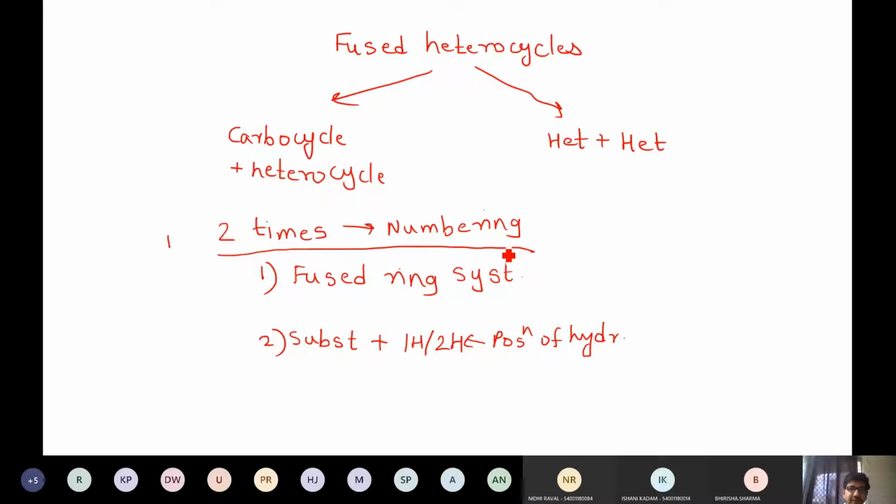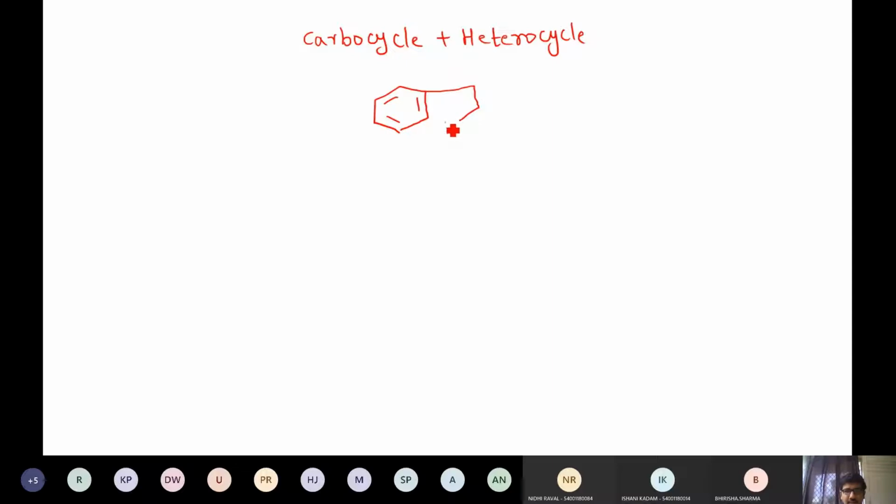So let's go ahead with the first type of nomenclature, which is carbocycle plus heterocycle. Now let's take a simple example. I know you know the common name hopefully by this time. Anyone can tell me the common name? 1H indole, okay, or simply indole. So the common name is indole.